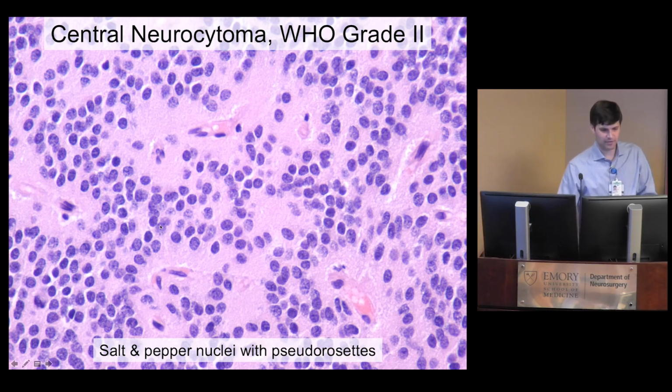So the salt and pepper chromatin we use in pathology to think of as neurocytic or neuroendocrine cells. And so these will have a lot of synaptophysin in them, and they'll be NeuN positive as well. But they also make pseudorosettes. They respect vessels, and they produce pseudorosettes around fibrillary areas as well, like that.